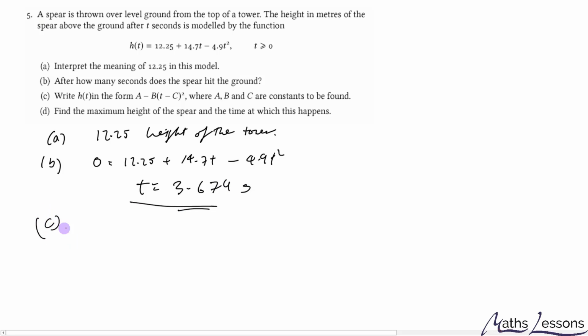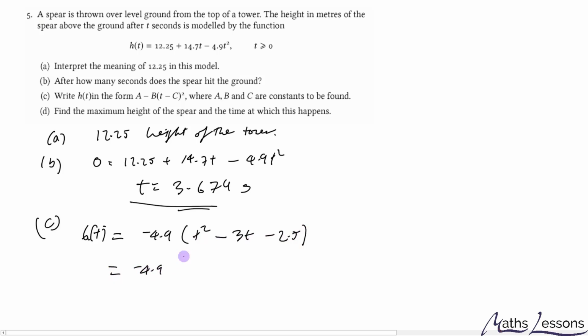Part C. Write h(t) in the form a minus b(t minus c) squared. So the way I'd go about doing this is we need to take out a factor of minus 4.9 from all of this. So we're going to get h(t) is equal to minus 4.9 (t squared minus 3t minus 2.5).